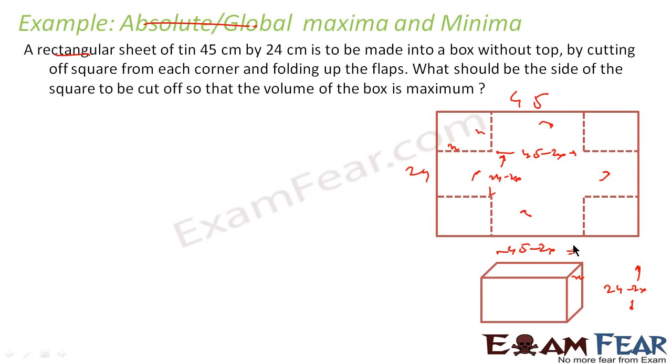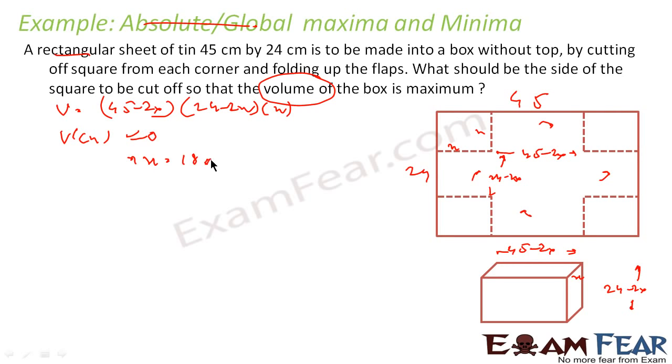Here also we have to find where the volume is maximum. So volume here will be nothing but 45 minus 2x into 24 minus 2x into x. Here also we have to find the value of x for which this V is maximum. Same thing we'll do here. We'll find v dash x and we'll make it 0. We'll find some value of x, correct? So I won't solve it for you, you'll get x is equal to 18 or 5.